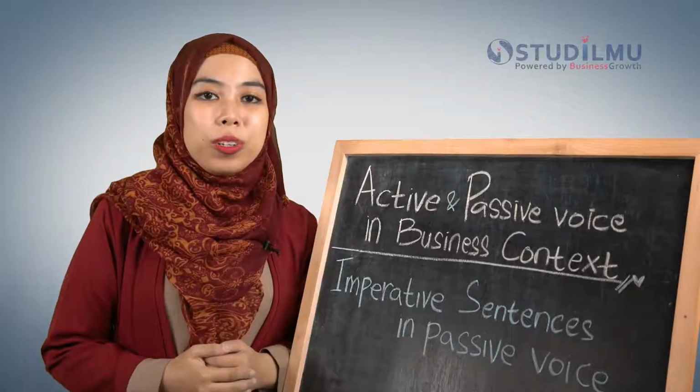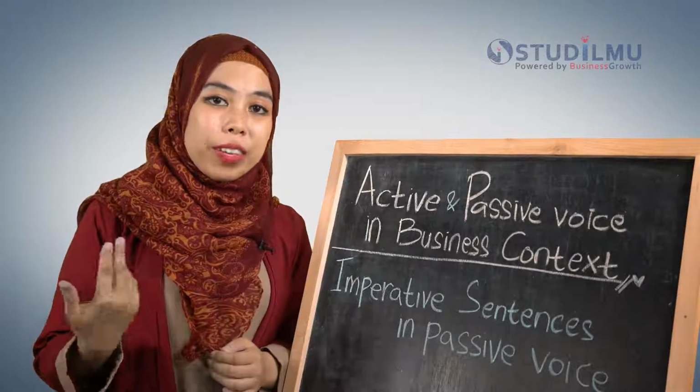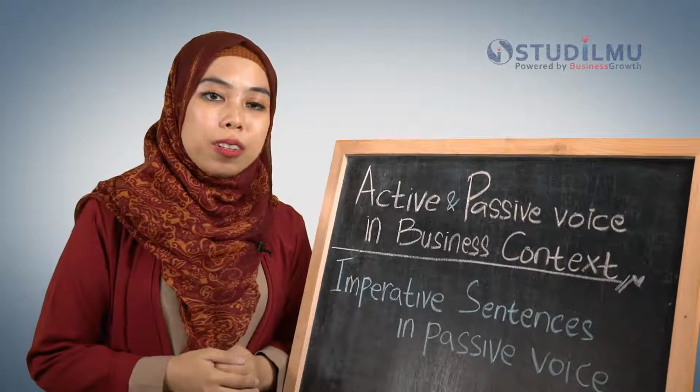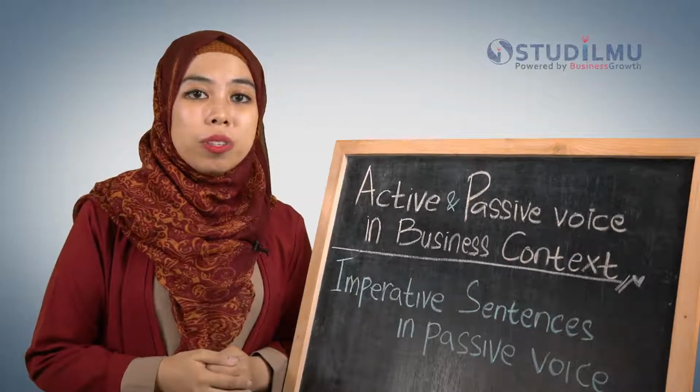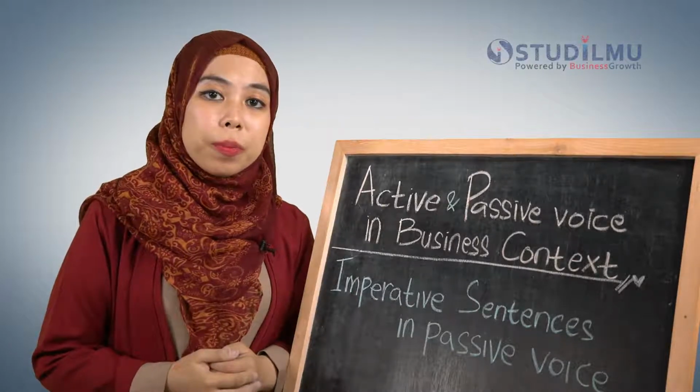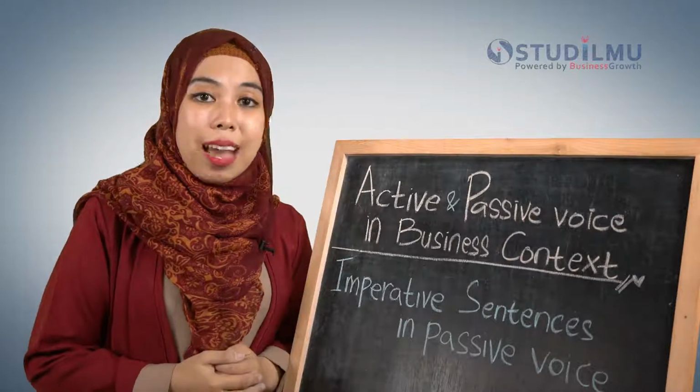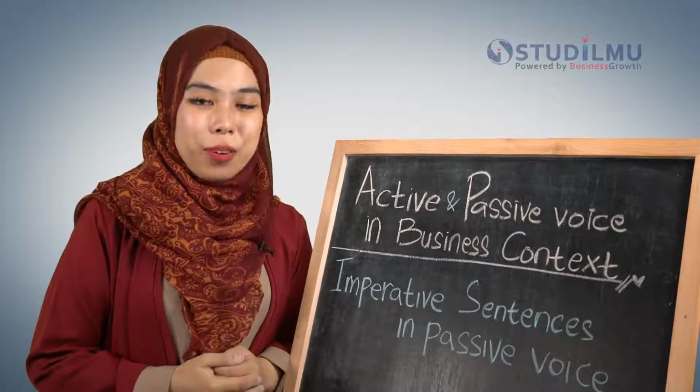The third rule is the same as the previous basic rule, which is that we only use the third form of the verb or past participle as the main verb in passive voice.